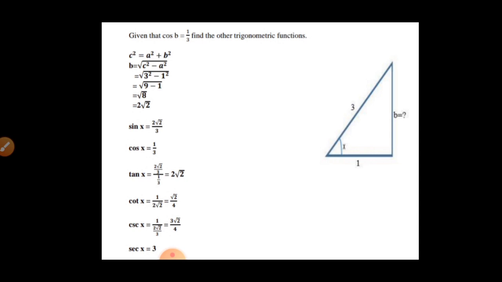Cot X is equal to 1 over 2 square root of 2 is equal to square root of 2 over 4. CSC X is equal to 1 over 2 square root of 2 over 3 is equal to 3 square root of 2 over 4. Sec X is equal to 3.